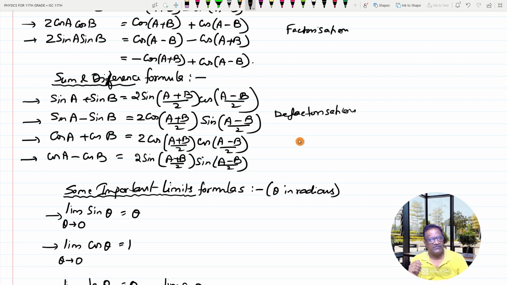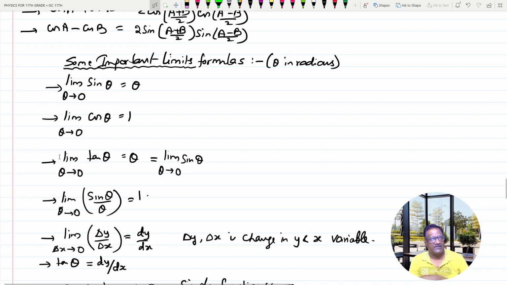Now last, you will have to apply the concept of limits also. So, some important limit formulas. Whenever you want to find the limit as theta tends to 0 of sine theta, the answer will be equal to theta. So this is what you should know. The limit of sine theta as theta tends to 0 is always equal to theta.